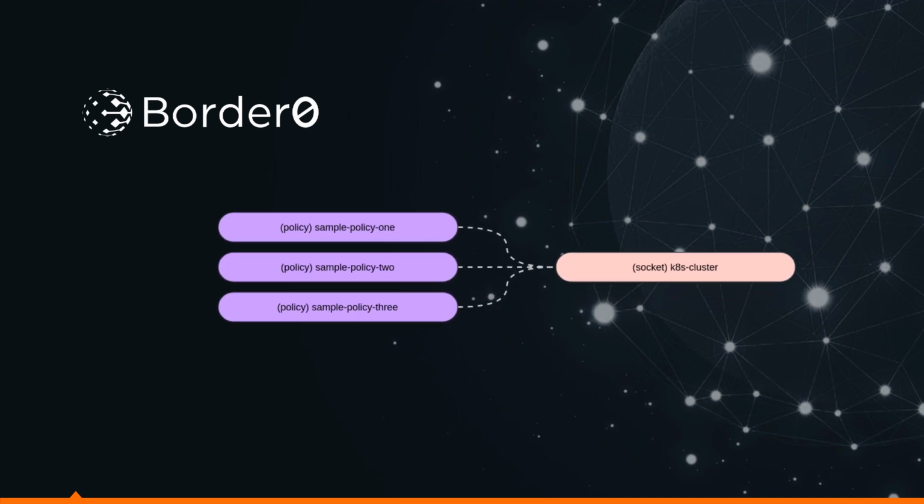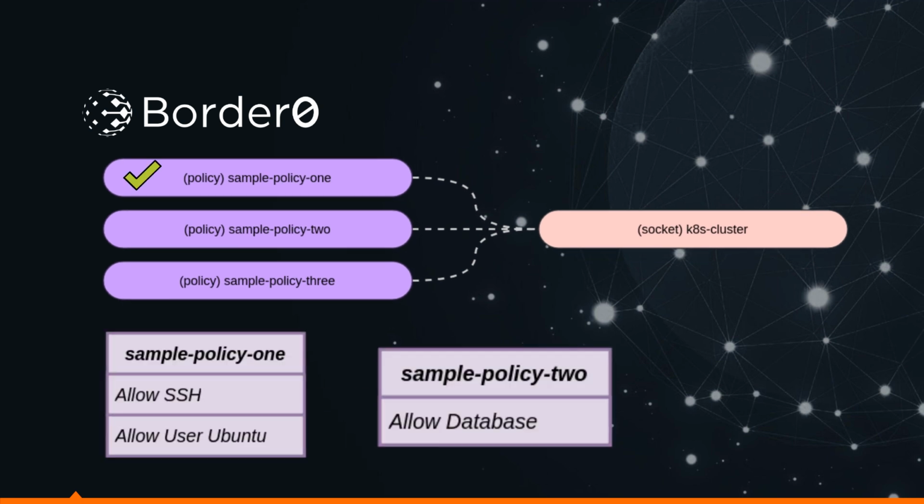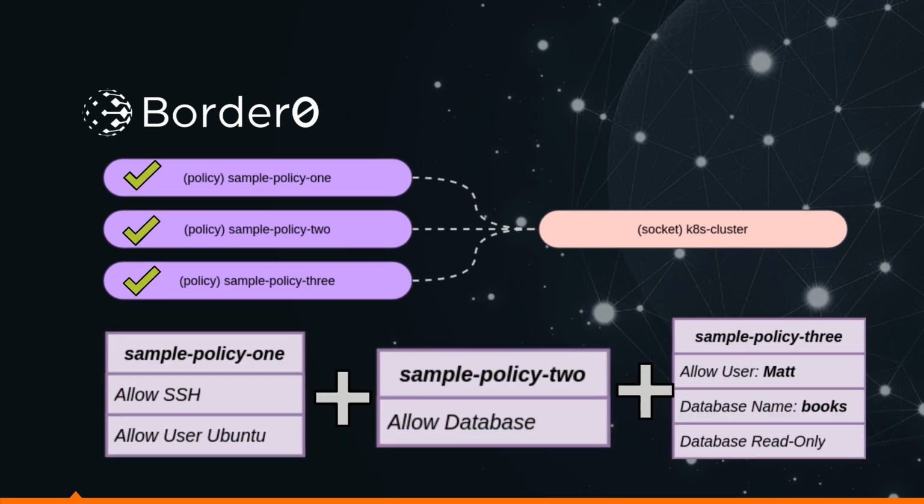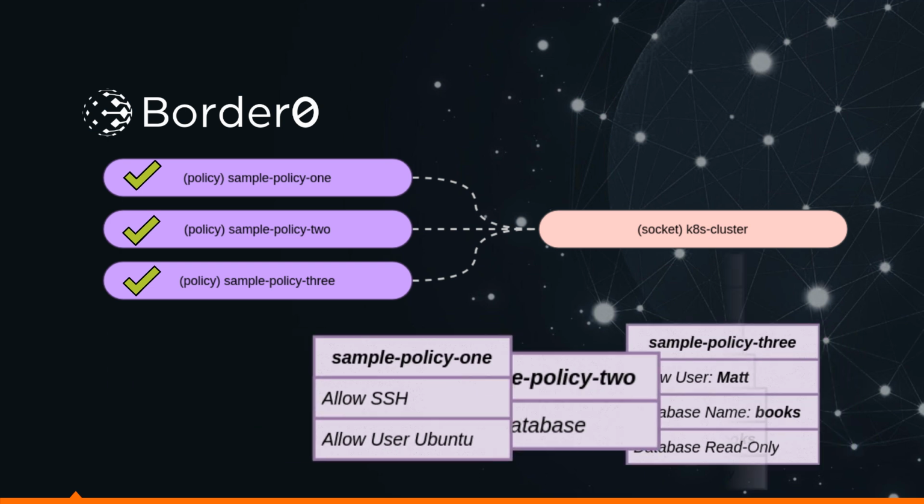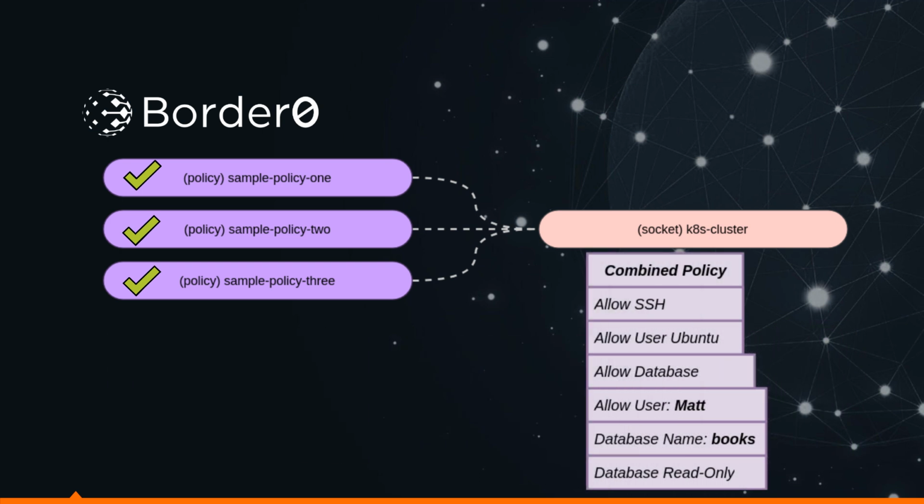Here's something important. A single socket can have multiple policies attached, and Border Zero will evaluate all of them. The result of this evaluation will be a combined set of permissions that define exactly what the user is allowed to do when they access that socket, like what types of database queries they can run. Don't worry, we'll dive deeper into how this works in just a bit.